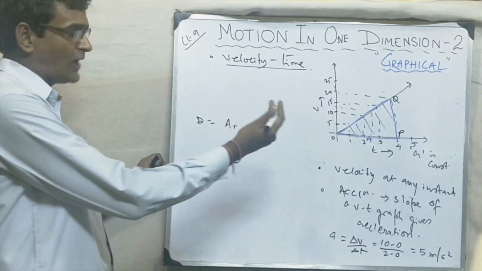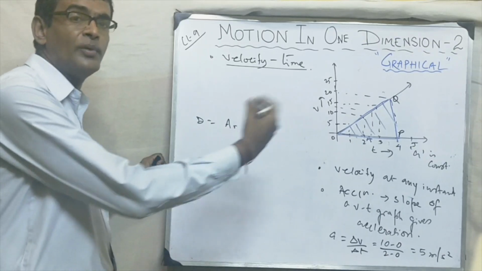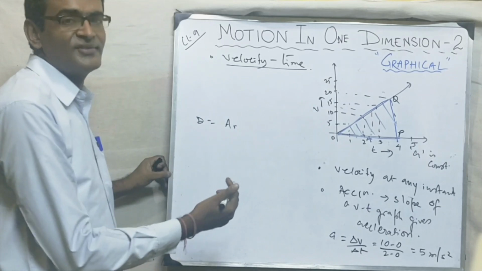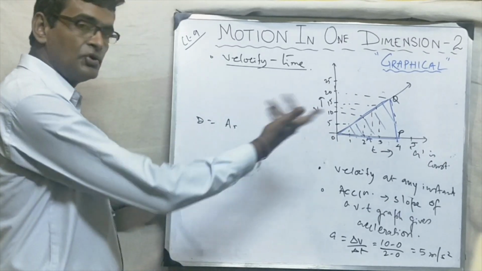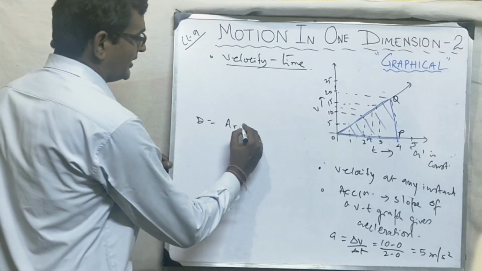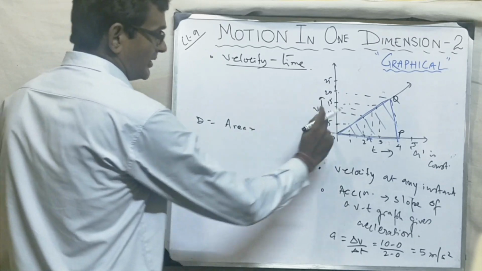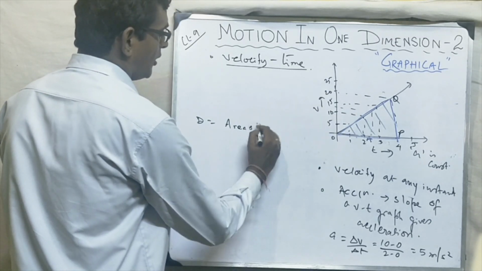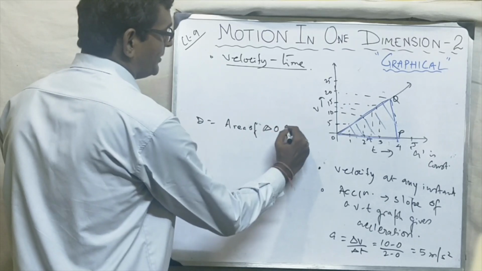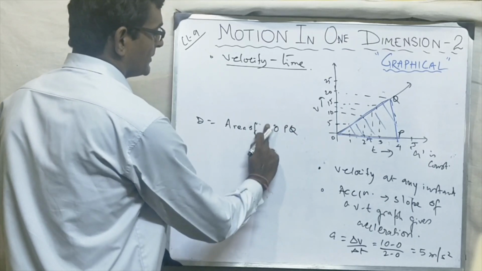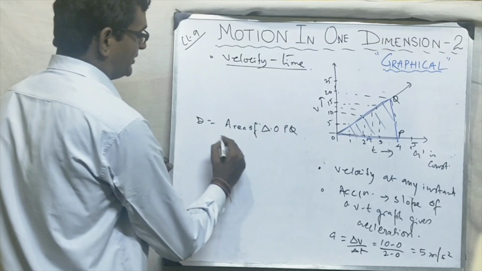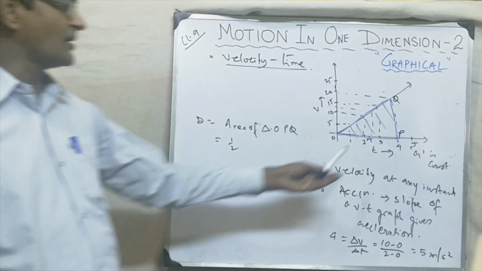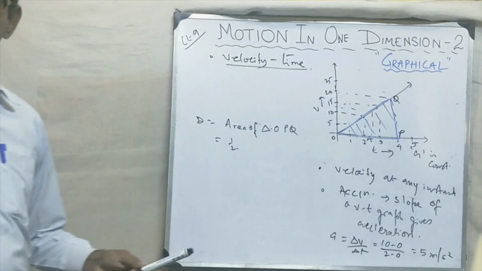Because I am doing the theory and the numerical also. This is the numerical. If I show you one sum, it will be like this only. If you understand this, numericals will be of this type. So area is equal to the area of triangle OPQ. Now you know very well, the area of a triangle formula is what? It is a right angle triangle, so we can apply half base into height.